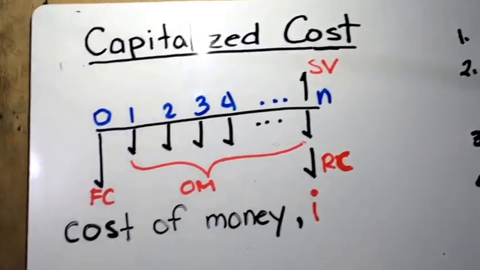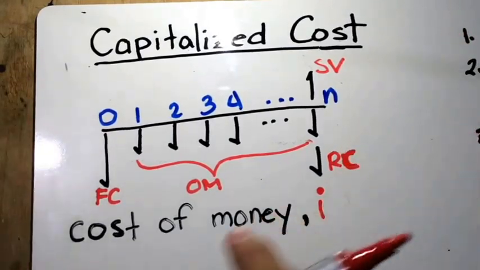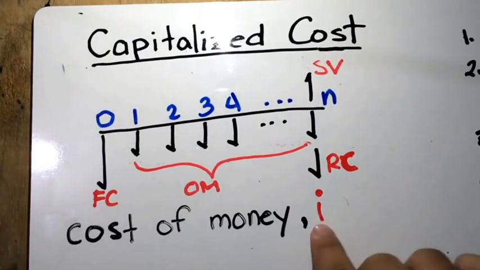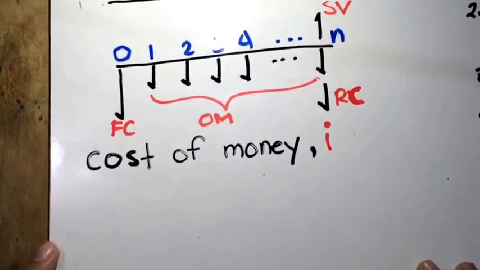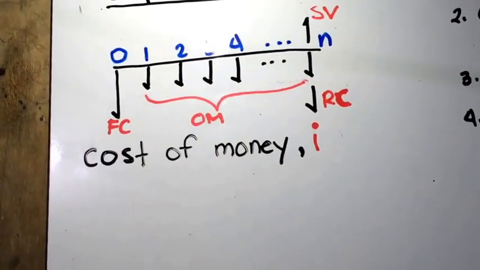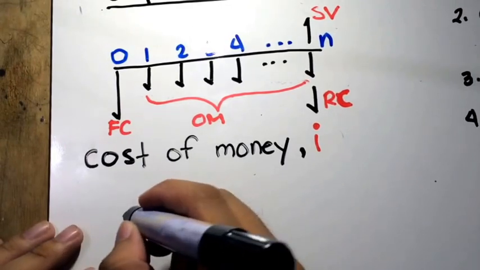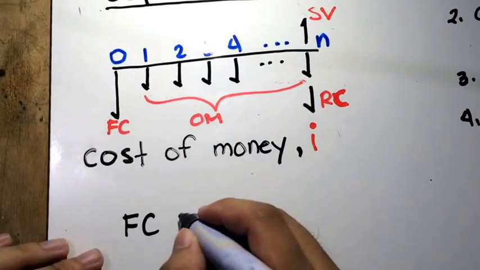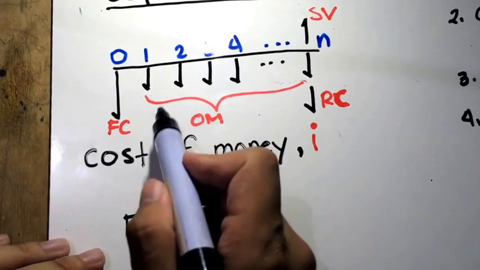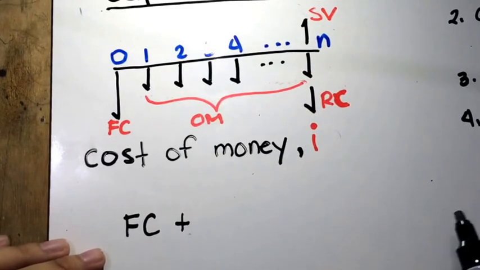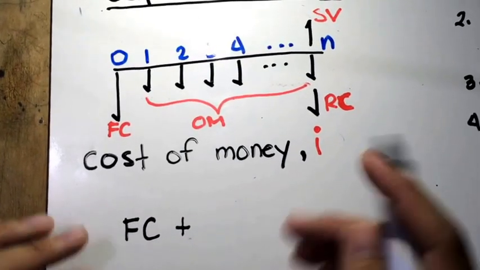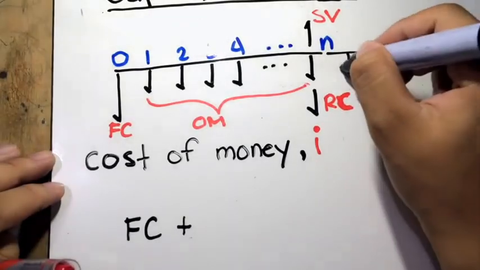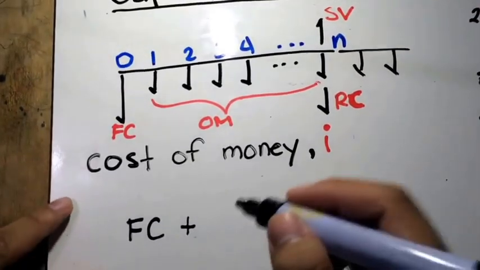Now, in order to make sense of it, imagine that the cost of money is I. Well, that is our interest rate. And if we take the present worth of all these values, we have here FC, that is already the present cost, plus, now we have an operating cost that is assumed to be infinite. After we replace it, we will still have that operating cost after replacement. So that is infinite. It's a perpetuity.